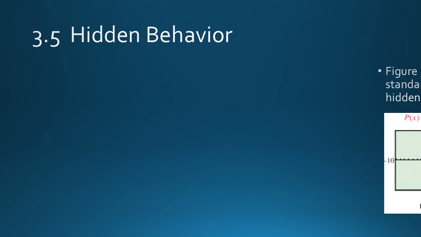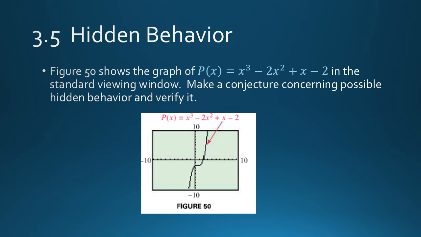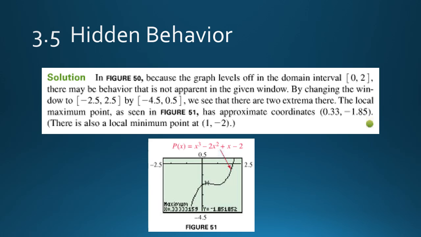Let's talk a moment about hidden behavior. Looking at a graph here, I'll give you the equation. We've got x cubed minus 2x squared plus x minus 2, and it's in a standard 10 by 10 viewing window. Let's make a conjecture about possible hidden behavior and verify it. In other words, is it possible that this graph is doing more than what we can see here because of the viewing window? The graph seems to level off between 0 and 2. So that's a good place to check and see if it's maybe doing more than just leveling off. If we zoom in tightly to that, we may find that the behavior is a little more interesting.